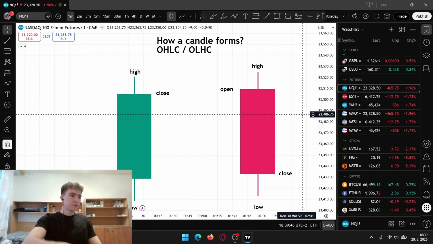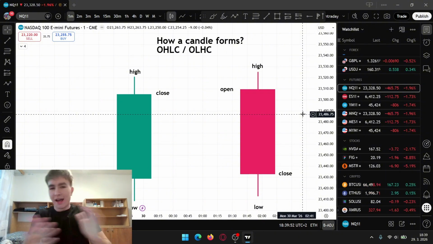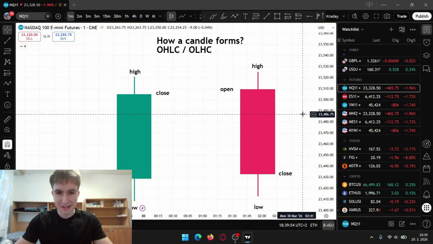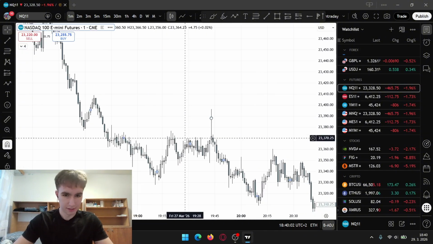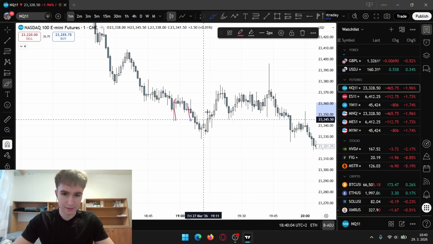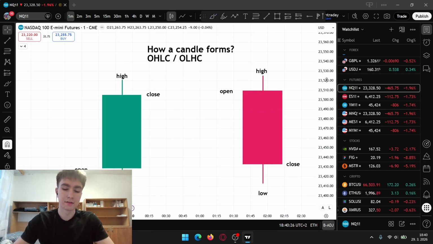Before we get into the complicated and flashy stuff, we need to understand the basics. And there's nothing more basic than a candlestick. A candlestick is basically the data point of which the charts are made of. You can see that those are all candlesticks. A candle shows how price moves during a fixed time frame, over a period of time.